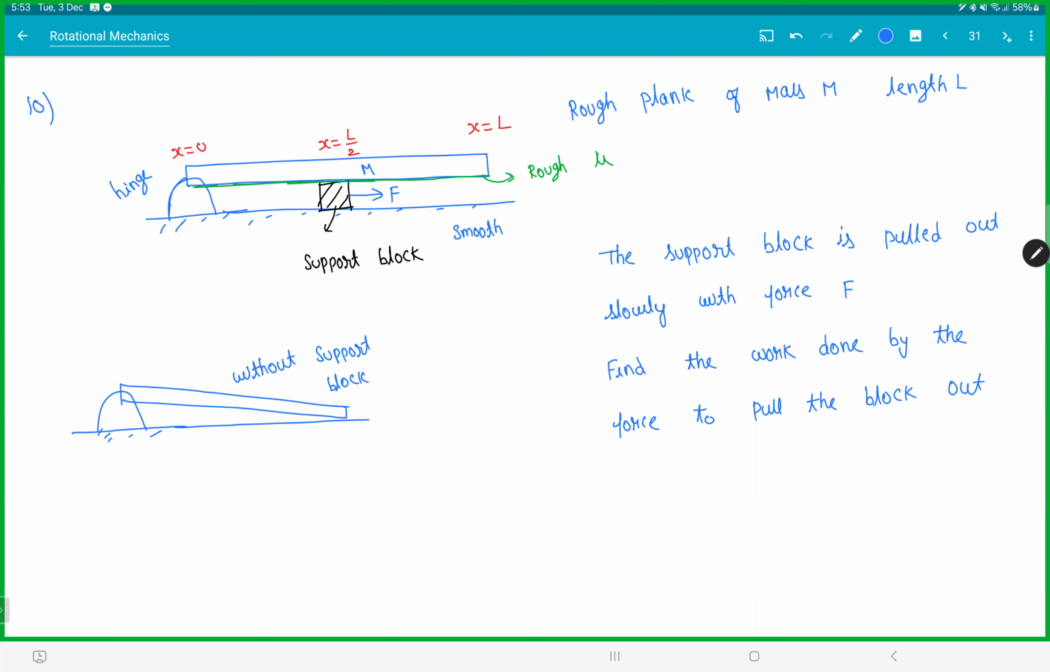3/4 mu mgL, wrong. That's not the answer, Ansh. First you need to figure out the force.